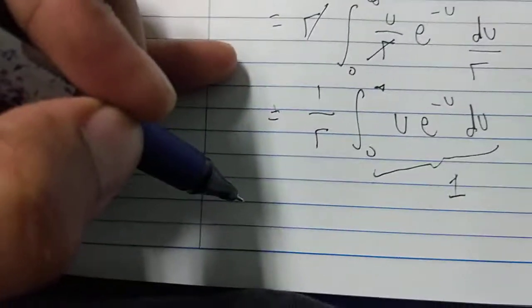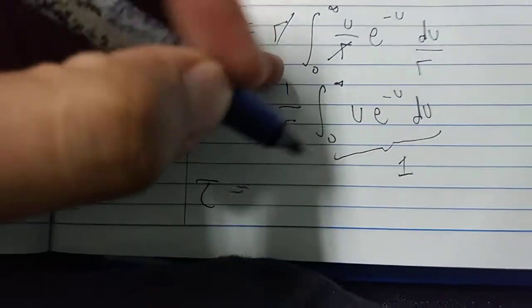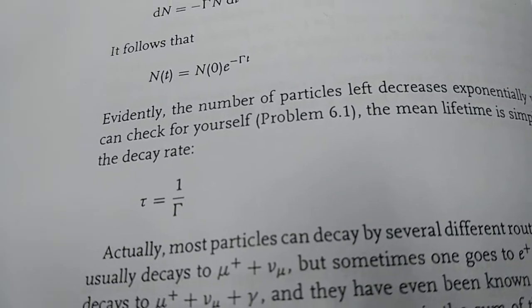And of course, it ended right where the paper ended as well, so that's very cool. So the mean lifetime, since this integral is 1, is now 1 over gamma, just like what Griffiths wanted us to show.